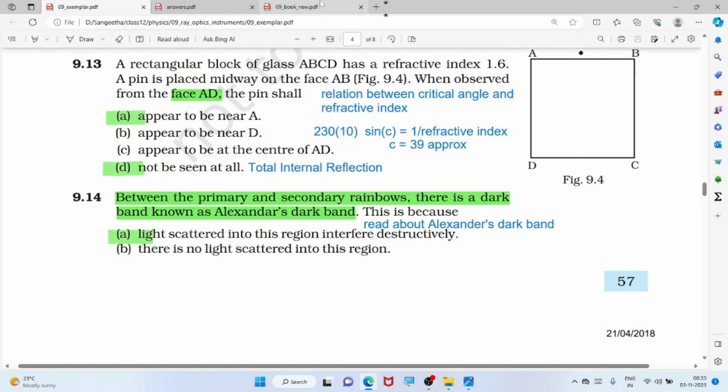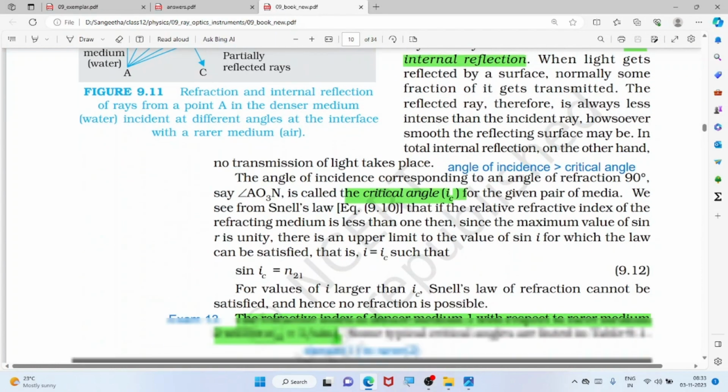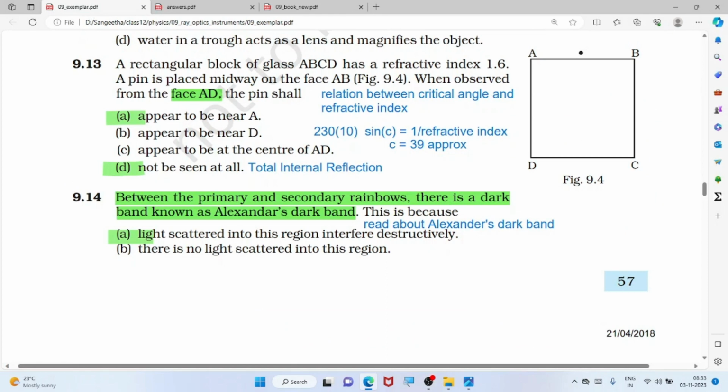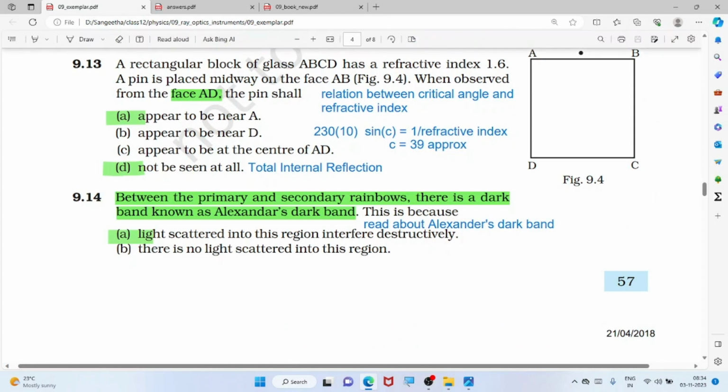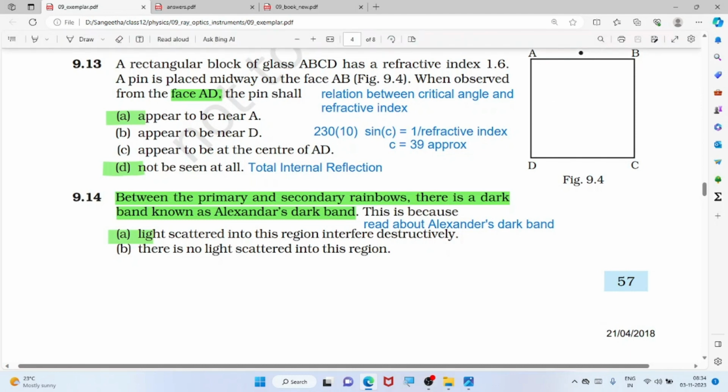Question 10. So this is the case of denser to rarer medium. The refractive index is equal to 1 by sine of the critical angle. Denser to rarer medium in this case. Only then will total internal reflection take place, denser to rarer medium.